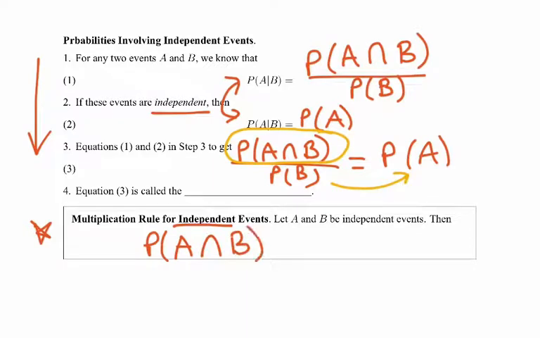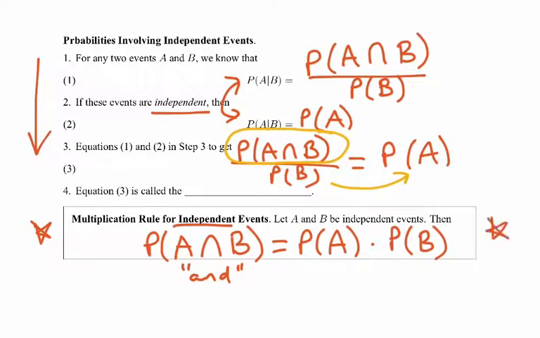I'm going to use that notation. Remember, this means and. So I'm going to start using that notation. Probability of A and B can be found by doing the probability of A times the probability of B. So this is the important part that you want to pay attention to. If you know the events are independent, the probability of A and B can be found by doing the probability of A times the probability of B.